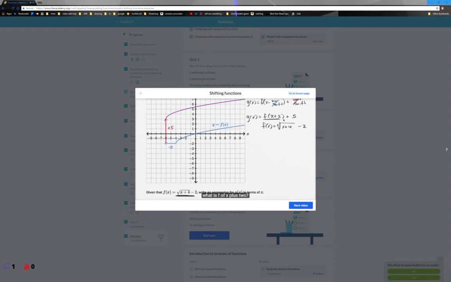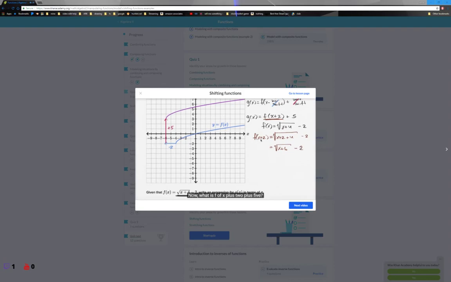what is f of x plus 2? Well, f of x plus 2 is going to be equal to, everywhere we see an x, we're going to replace it with an x plus 2. Square root of x plus 2 plus 4 minus 2, which is equal to the square root of x plus 6 minus 2. Well, that's fair enough. That's just f of x plus 2.